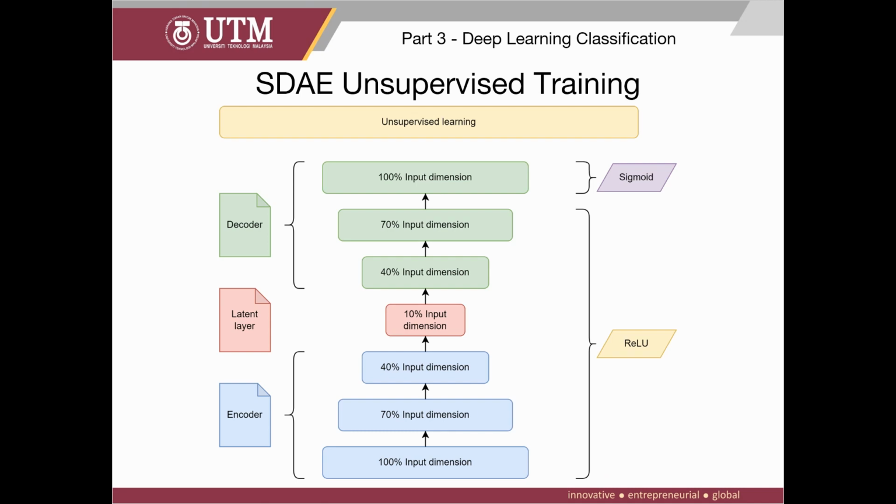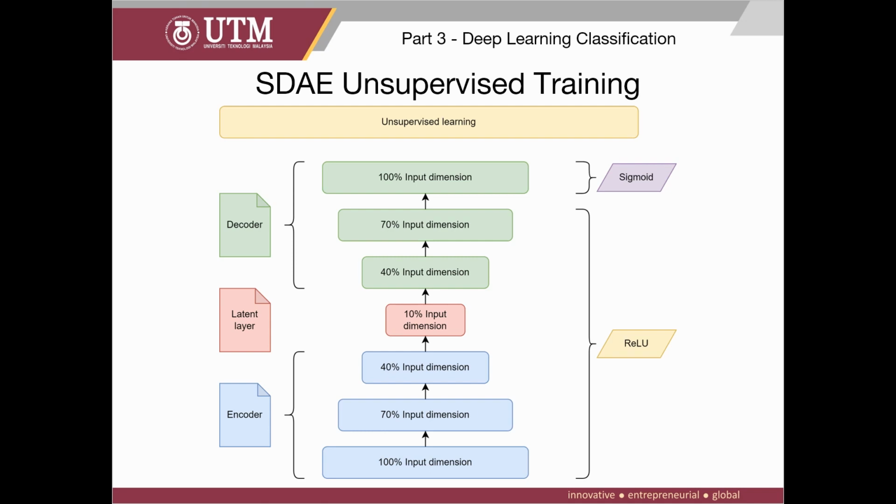This is how I implement the unsupervised learning for SDAE. I have changed a little bit of things compared to last time. The things that I have changed are the number of nodes in each layer and their activation function. For the encoder, I have used 100% of input dimension for the first layer, 70% for the second layer, and 40% for the third layer. And for the latent layer, I have used 10% of the input dimension.